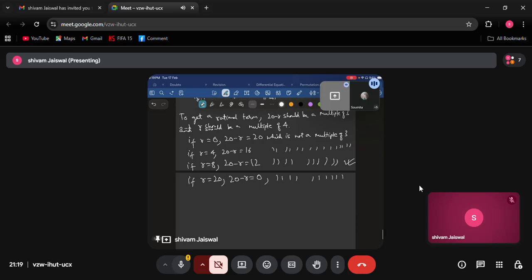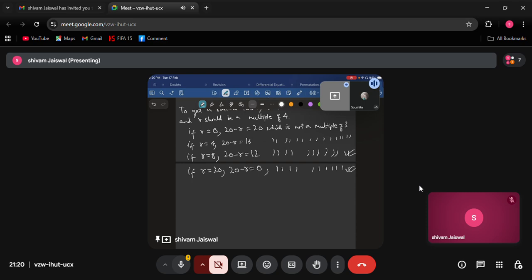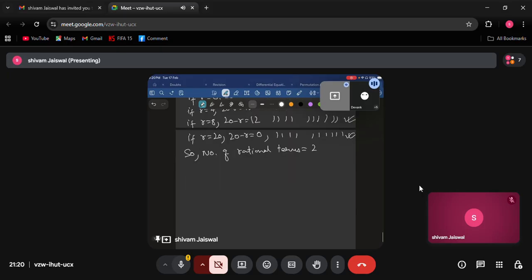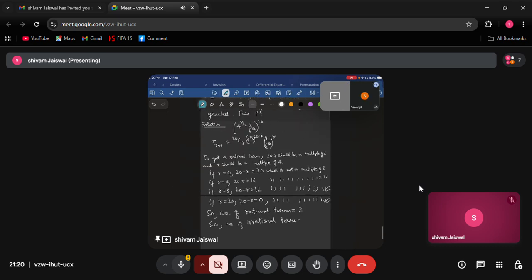So hence, there are two rational terms. Is it clear? Yes, sir. I forgot to include 20. Okay, so the number of rational terms is equal to 2. And if I ask you what is the number of irrational terms, what will it be? Total number of terms minus 2. Yes, correct. So tell me the final answer. 21 minus 2, that is 19.